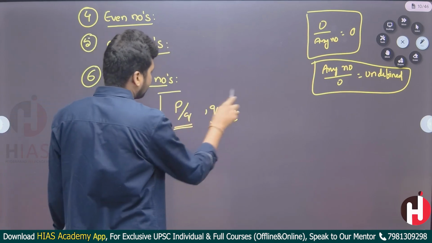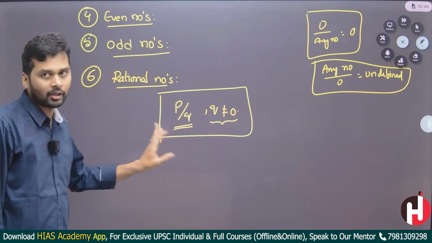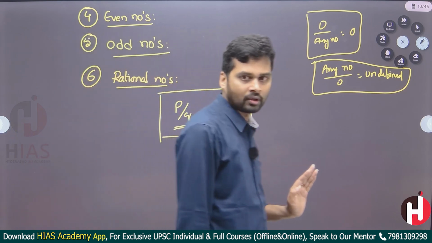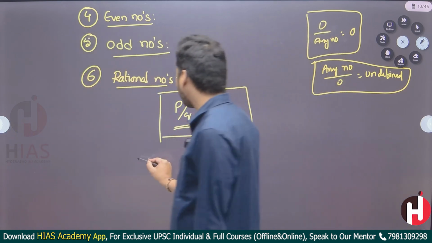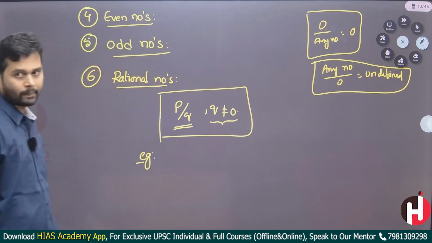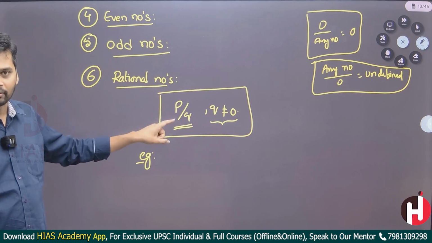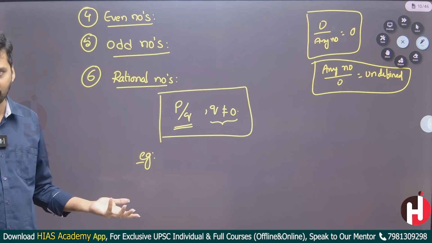Okay, what is the rational number definition? Any number which can be written in the form of P by Q, where Q not equal to 0. The denominator part should not be equal to 0. Okay. Now tell me the examples for the rational numbers. Any number which can be written in the form of P by Q. P by Q means what? It is a fraction, right?